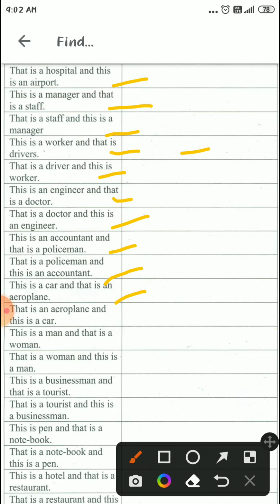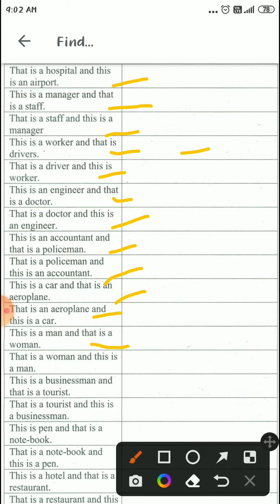This is a car. هذه سيارة. And that is an aeroplane. وتلك طائرة. That is an aeroplane. تلك طائرة. وهذه سيارة.